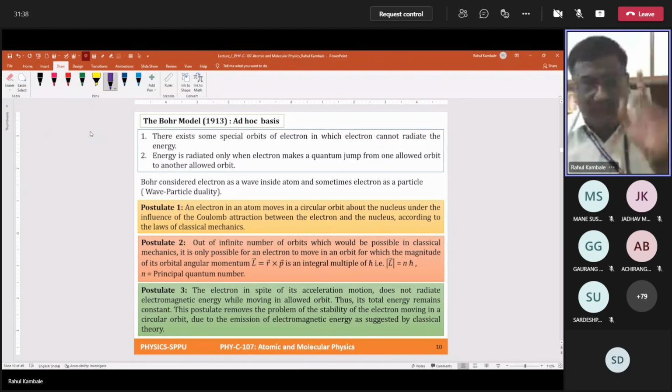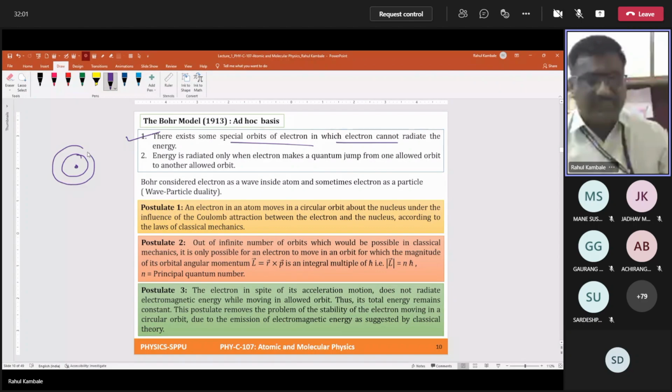He has given two bold statements to the Physics Society people. What he said, just hold on. What he said that there exist some special orbits of electron in which electron cannot radiate the energy. Means what? This is nucleus, means massive is there. These are the electronic shells, and this electron is there. No problem, move. No problem, move. But electron cannot radiate the energy.